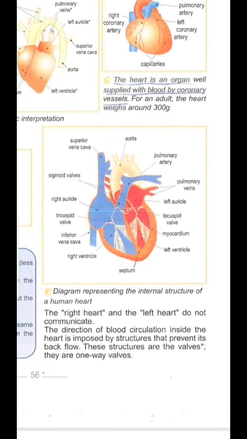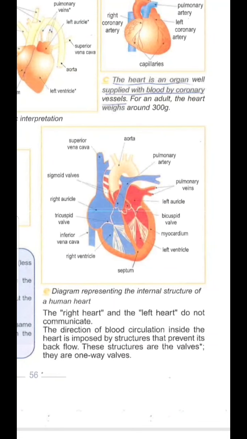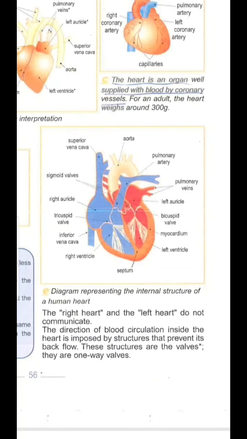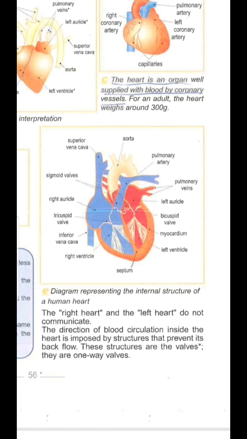The direction of the blood inside the heart is always downward, from auricles to ventricles. It never goes up. We have structures that prevent backflow. What do I mean by backflow? That it goes back up from the ventricle to the auricle. So these structures are called valves. They are one-way valves. You need to mark this one. It's for memorizing.